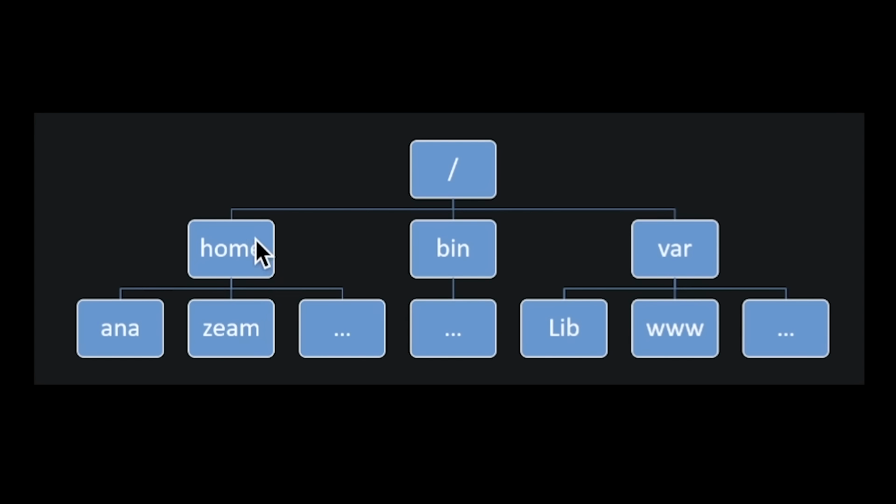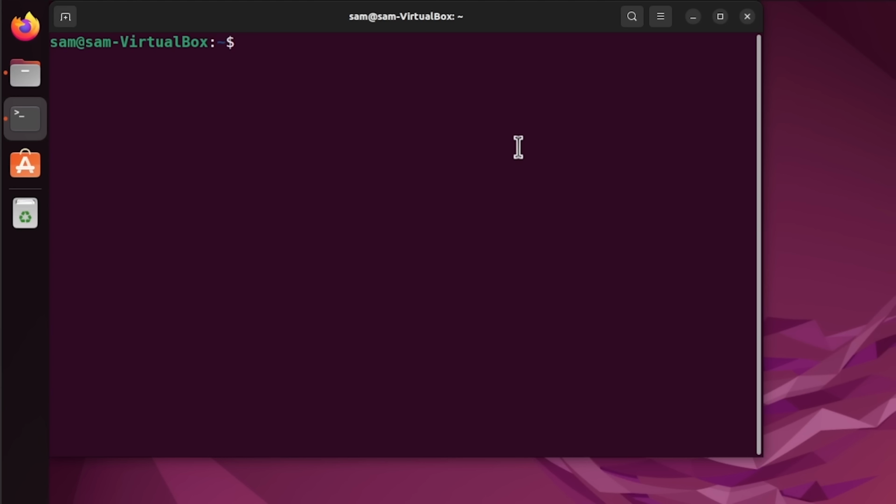And one thing to note is that the root directory will have a home directory, and each user will have its own directory inside the home directory. And each of these directories will have its own set of directories like downloads, desktop, pictures, etc. So the commands that we're going to be learning are how to navigate within this file system using the command line interface.